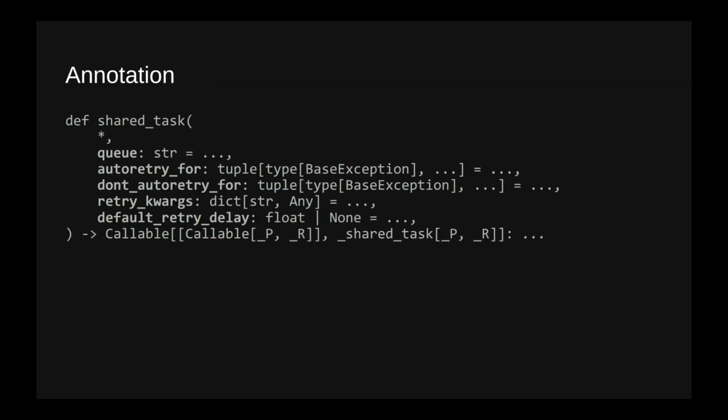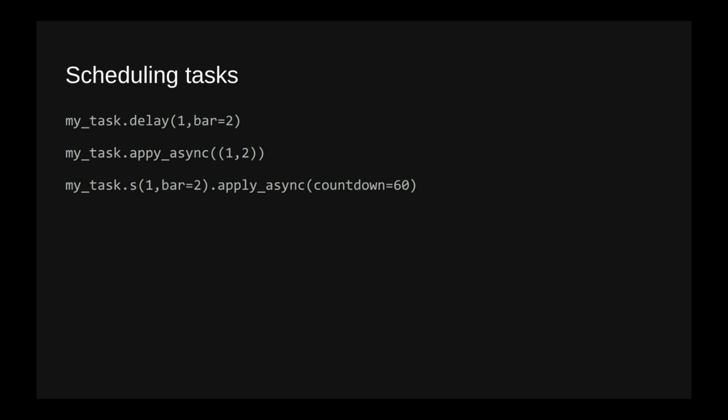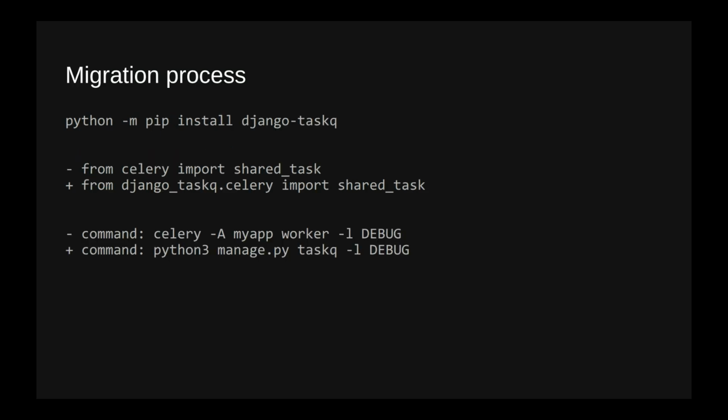So basically all tasks are annotated with this shared_task that looks just like the Celery one. And then you can execute the tasks by using delay, apply_async, and then the signature method with apply_async or delay. And since it was me who had to migrate several production applications from Celery, I made the migration kind of easy. So what you change is you change the package from which you import shared_task, and then you change the command line used to run the task runner. And it just works.